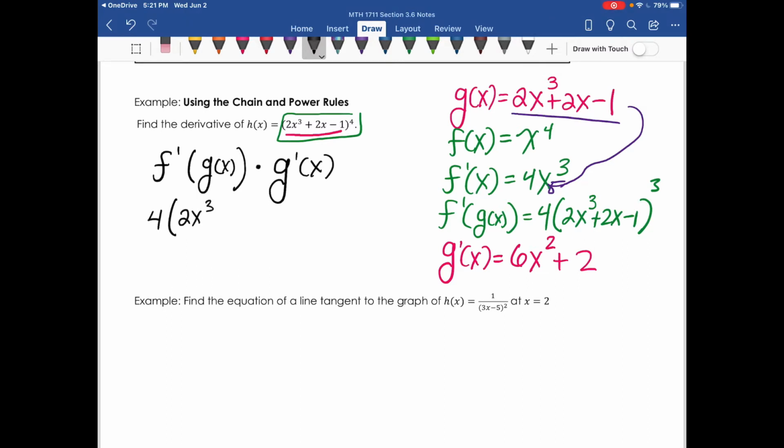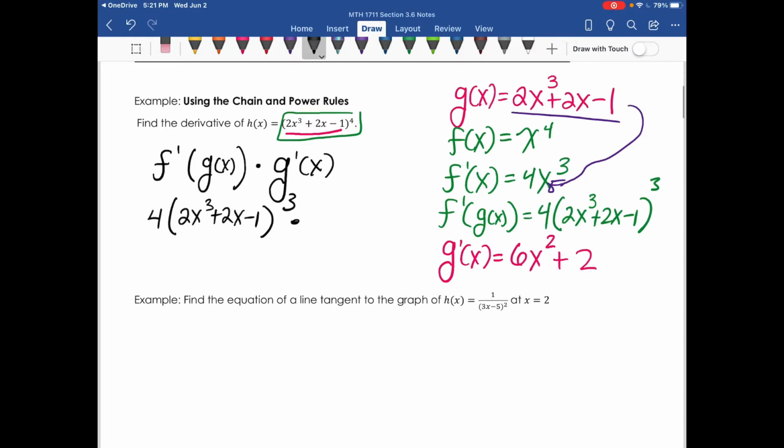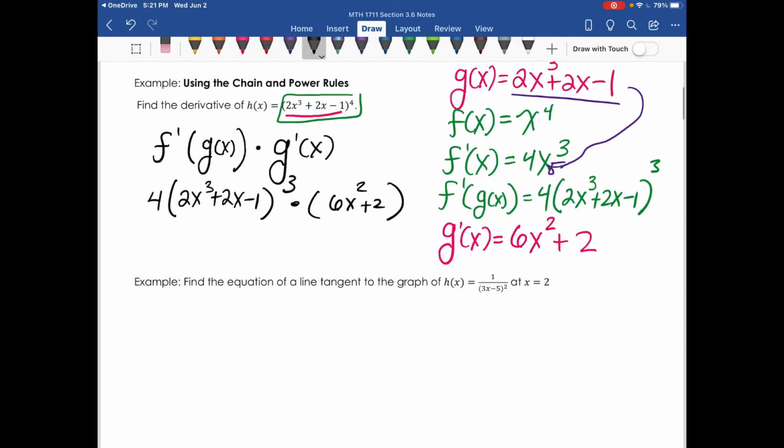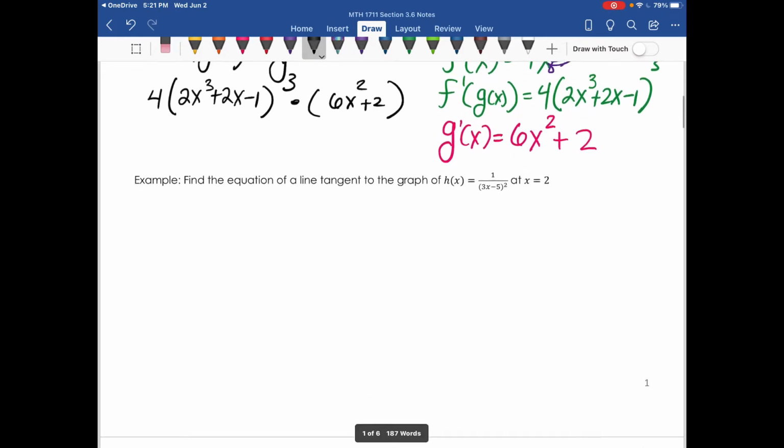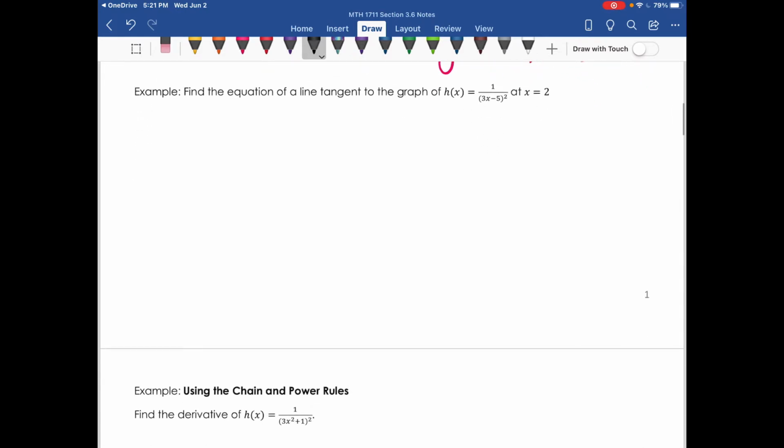Okay, so now I'm going to put all this in there. So f prime of g of x is 4, and then inside parentheses 2x to the third plus 2x minus 1, raised to the third because I decreased it by 1. And so f prime is still evaluated at g of x. That function is still plugged in there. And then I have to multiply it by the derivative of the inner function, which would be 6x squared plus 2.